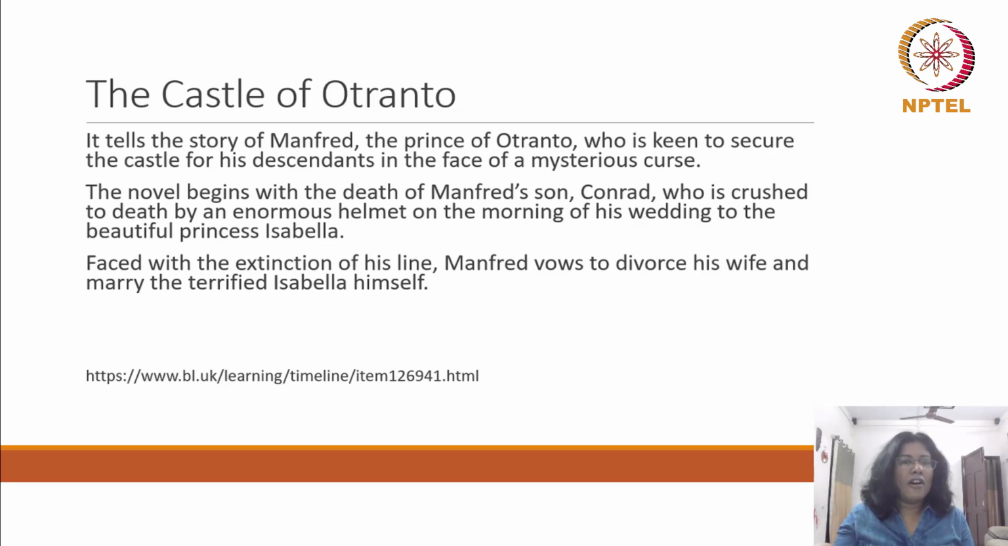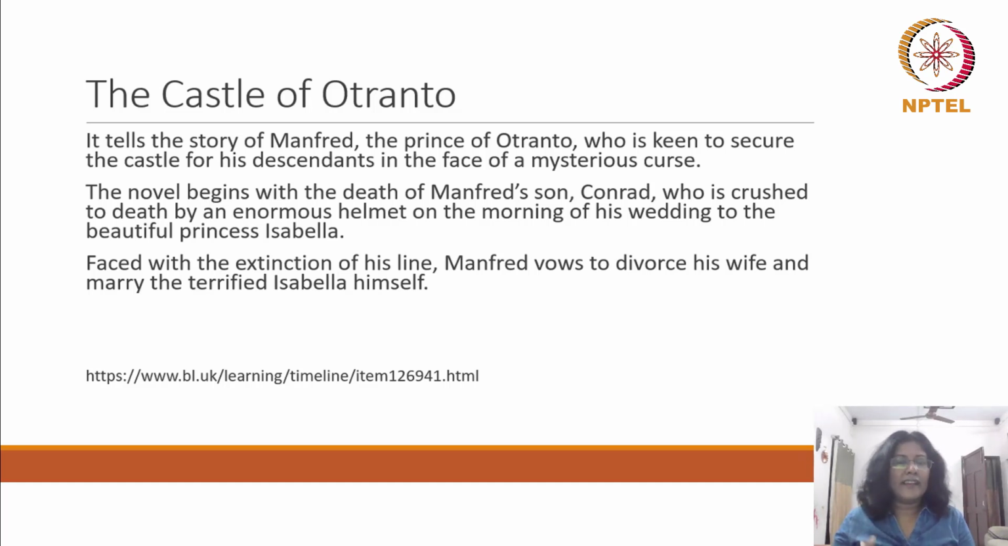It is the story of the prince of Otranto called Manfred, who is keen to retain the castle for his progeny, for his descendants and heirs, and in the face of a mysterious curse. So he has been apparently cursed, and he is fighting against the curse by trying to make sure that his property is transferred to his succeeding generation.